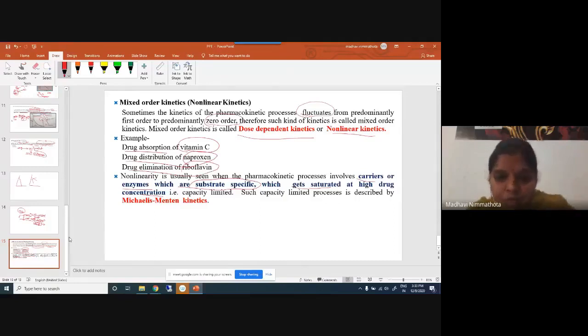So how can you explain this kind of kinetics? By using Michaelis-Menten kinetics. He is one of the scientists who clearly described non-linear pharmacokinetics, and that topic will be the 6th topic in your syllabus. When I get to that topic, I will describe this Michaelis-Menten kinetics. In this introduction to pharmacokinetics, you just remember up to these points. That's it.